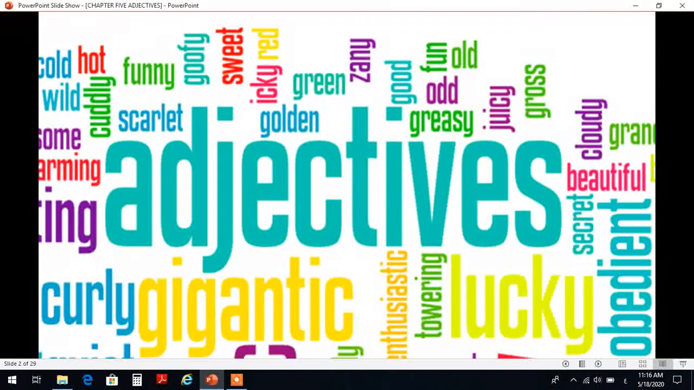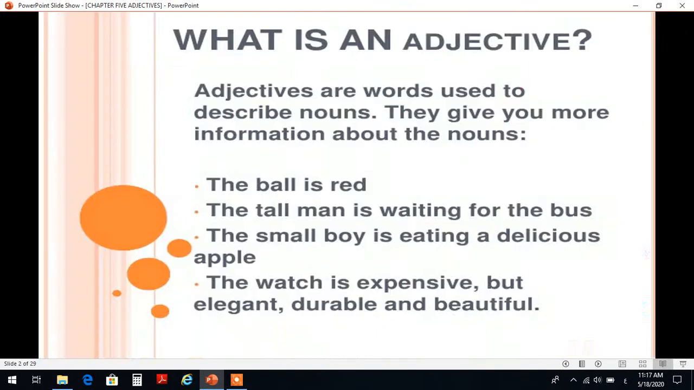Our lecture today is going to be about adjectives. هذه المحاضرة ستكون مخصصة لمناقشة الموضوع الرابع في الفصل الخامس، ألا وهو موضوع الصفات. نبدأ موضوعنا بتعريف بسيط عن الصفات.